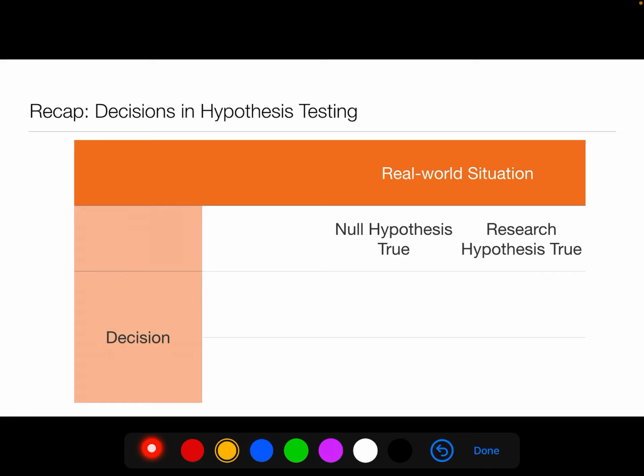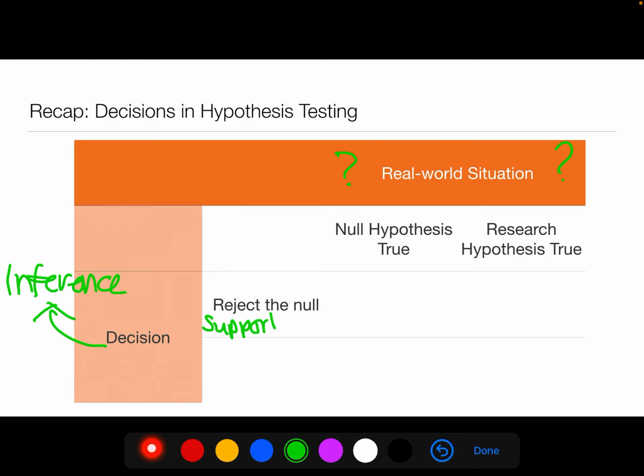To do our recap on alpha, beta, and power, remember we oftentimes have these real world situations that we don't know. We don't actually know in the real world if the null hypothesis is true or the research hypothesis is true. But because we don't know and we're making an inference based on this decision, this decision is our inference about the population, we can have situations where we make errors, right? So we can have a situation where we reject the null and we support the research, and in this situation, the null hypothesis is actually true. In that situation, we've made an error.